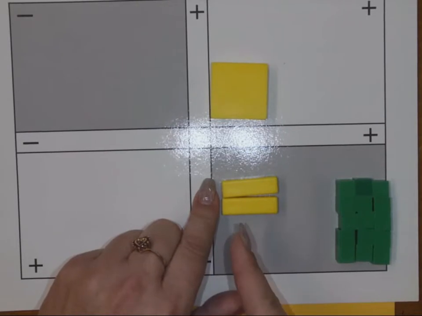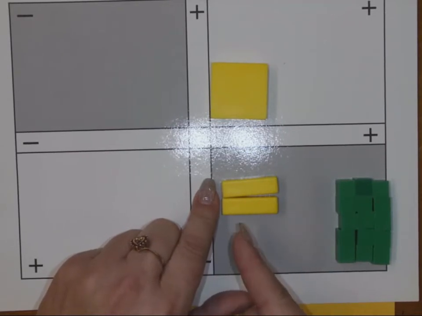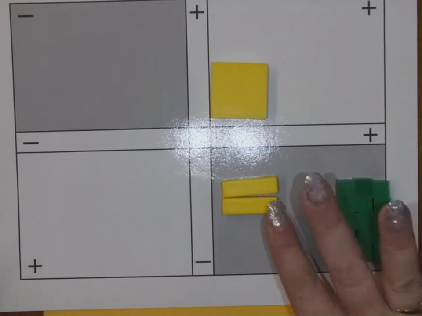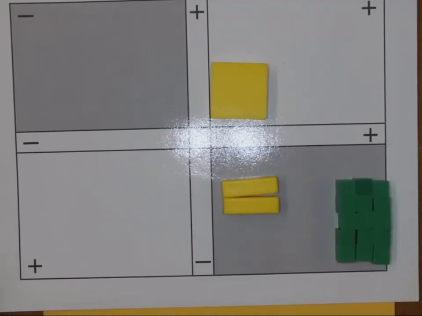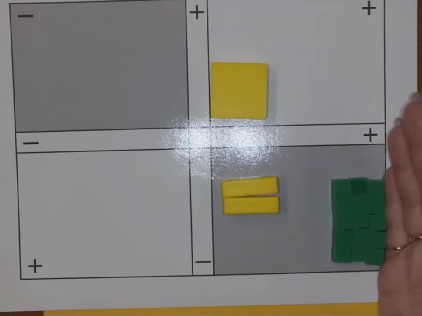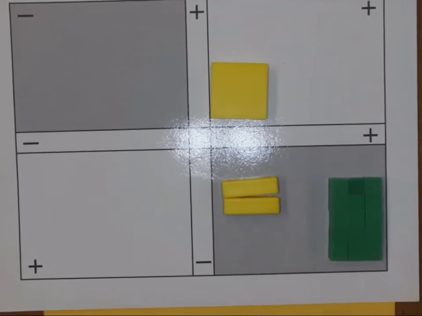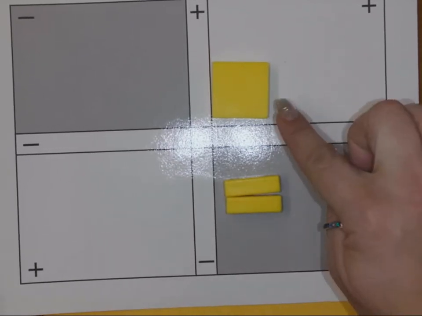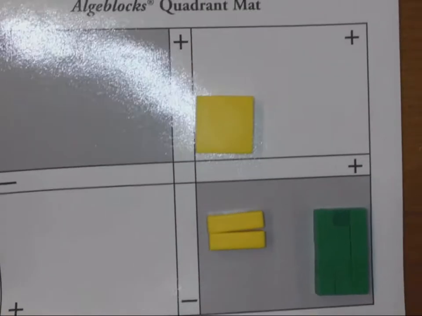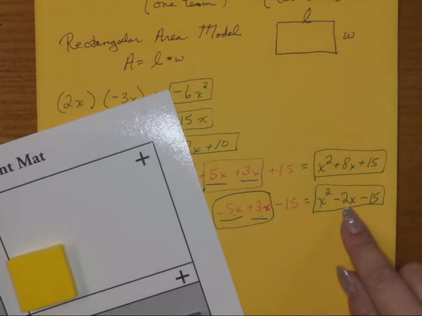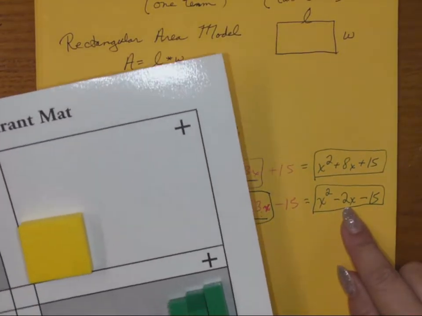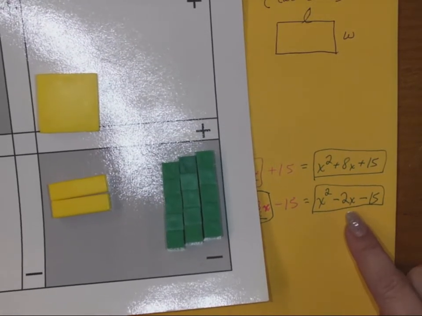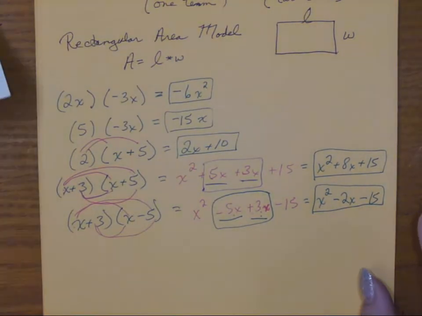So my answer has to take the sign of the bigger number, because there's just more of them sitting there, right? Once all my zero pairs go away, there's extras down here. That's what that means. And the negative 15, of course, is just hanging around. There was nothing for it to zero pair out with, right? So my answer is x squared minus 2x minus 15. That's what we said we were going to get. But now we have a physical model that shows us what the heck is going on there, right? So we can see, where did that come from?